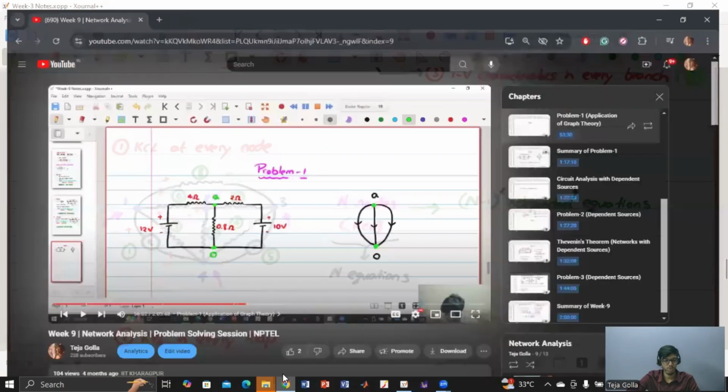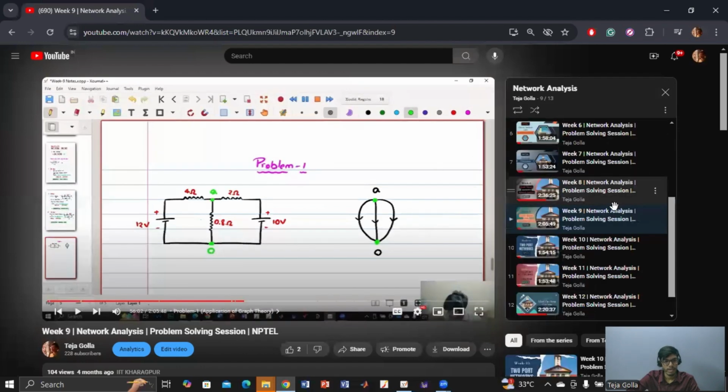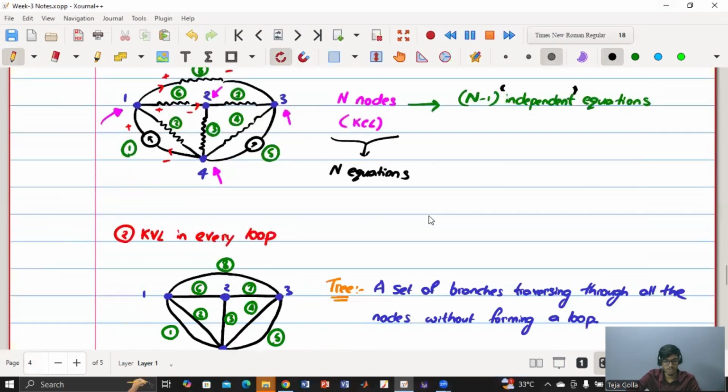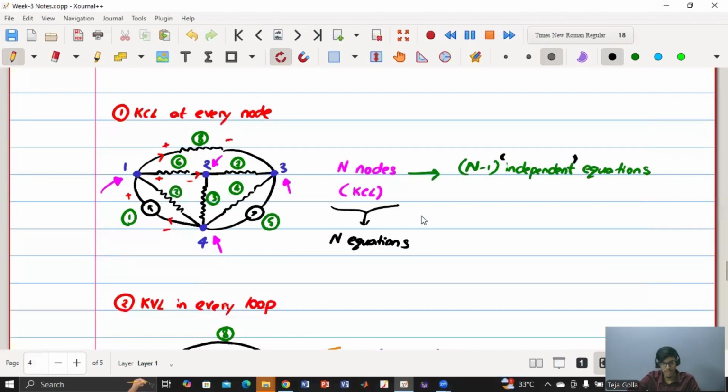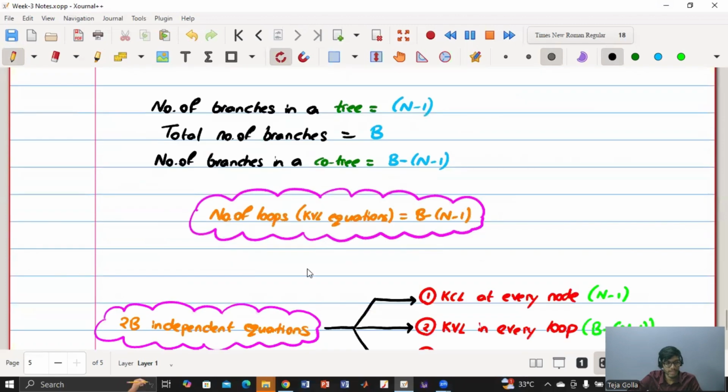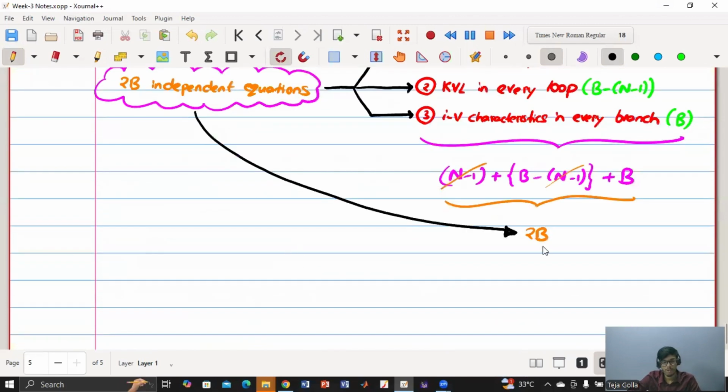And if you want, you can go through my network analysis week 8 and week 9 lectures, where I have explained how to solve using graph theory. Looking at the circuit, first we'll write all the independent equations, and then we'll use a computer to solve them. So we are creating a process, some kind of steps, to solve that complicated circuit, because we cannot do everything manually, nor can we write the equations randomly and give them to a computer.